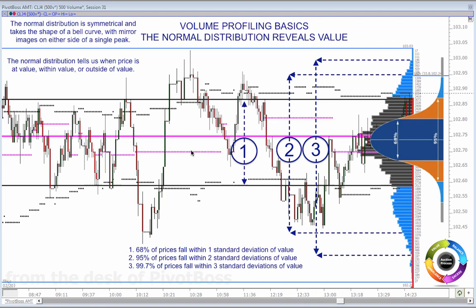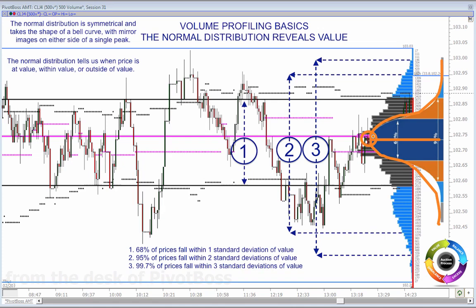All right, volume profiling basics. This is the normal distribution and how it reveals value. And what's really important is that the normal distribution organizes all of the data in a very nice symmetrical bell-shaped curve. So you have the peak, and this is value, and then you have a symmetrical pattern that goes above or below value. But it's all around the single peak.